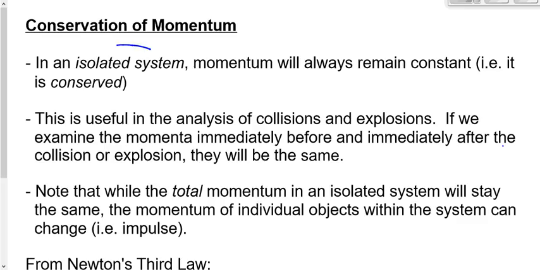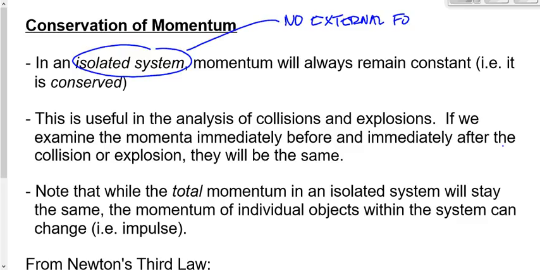Before we do that though, we have to talk about a new term, an isolated system. An isolated system is a system in which there are no external forces acting. That means there's no air resistance acting, there's no friction acting, or any other forces, or at least we're analyzing the problem before those forces have a chance to act. So maybe we're looking at a collision immediately before the collision, immediately after the collision, so that friction hasn't had a chance to kick in, or air resistance hasn't had a chance to kick in.